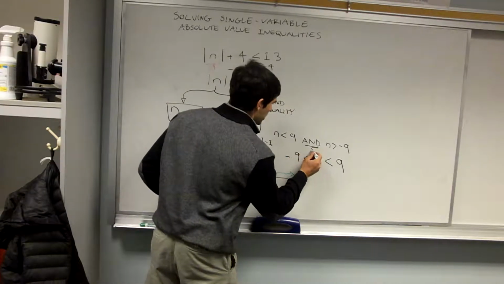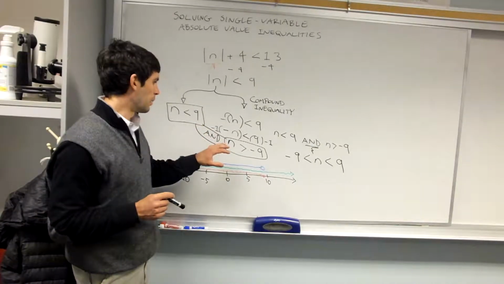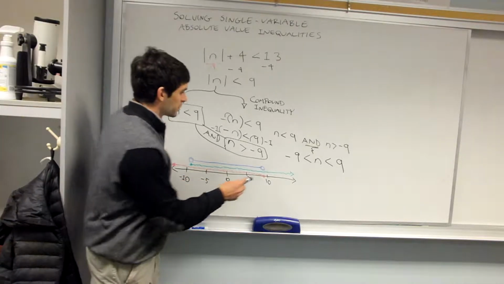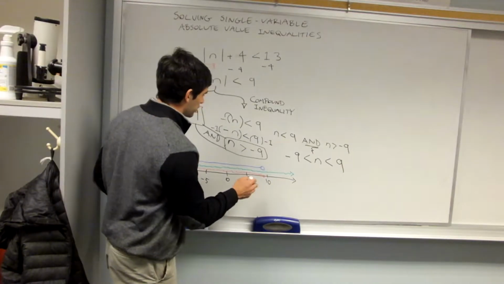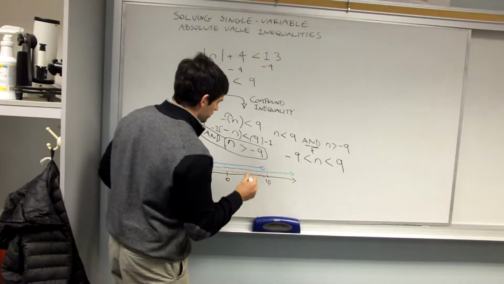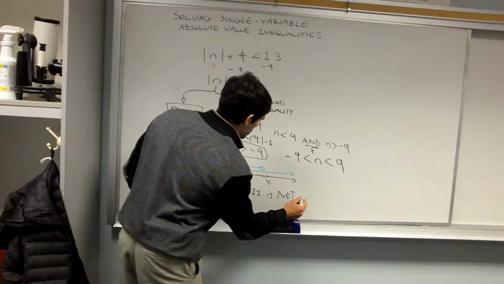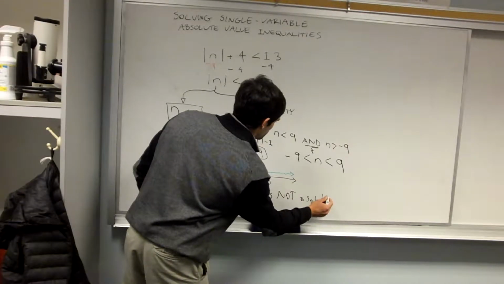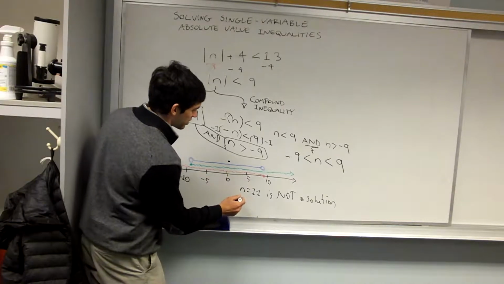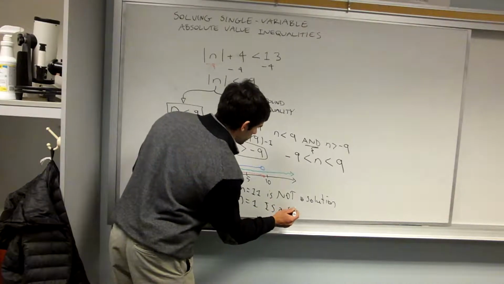And what this and tells us is just that our answer must satisfy both of these inequalities. So it's not an either or. For example, if n is equal to 11, it will satisfy this inequality, but it won't satisfy this one. So n is equal to 11 is not a solution. Whereas on the other hand, n is equal to 1 does satisfy both of these inequalities. So n is equal to 1 is a solution.